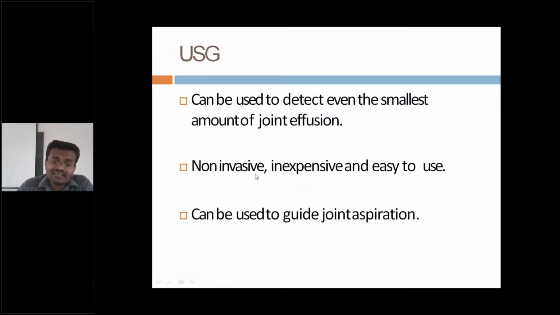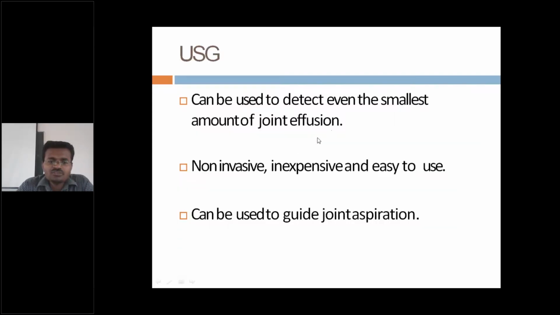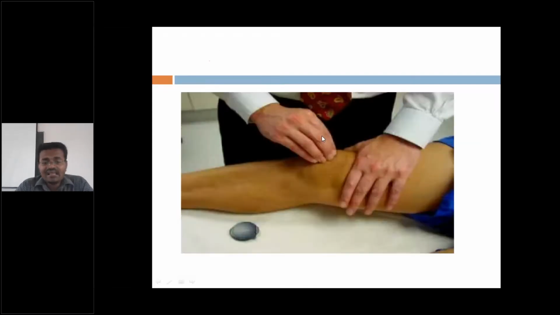Just by seeing, we can tell that there is fluid collection inside. Even small amounts of effusion can be detected. And clinically, we can diagnose by patellar tap. What is this patellar tap? We hold with one hand and push the fluid underneath the joint, and with the fingers we tap over the patella. Because of this we can assess that there is some fluid inside. The patella will be ballotting in the fluid. That is known as patellar tap.